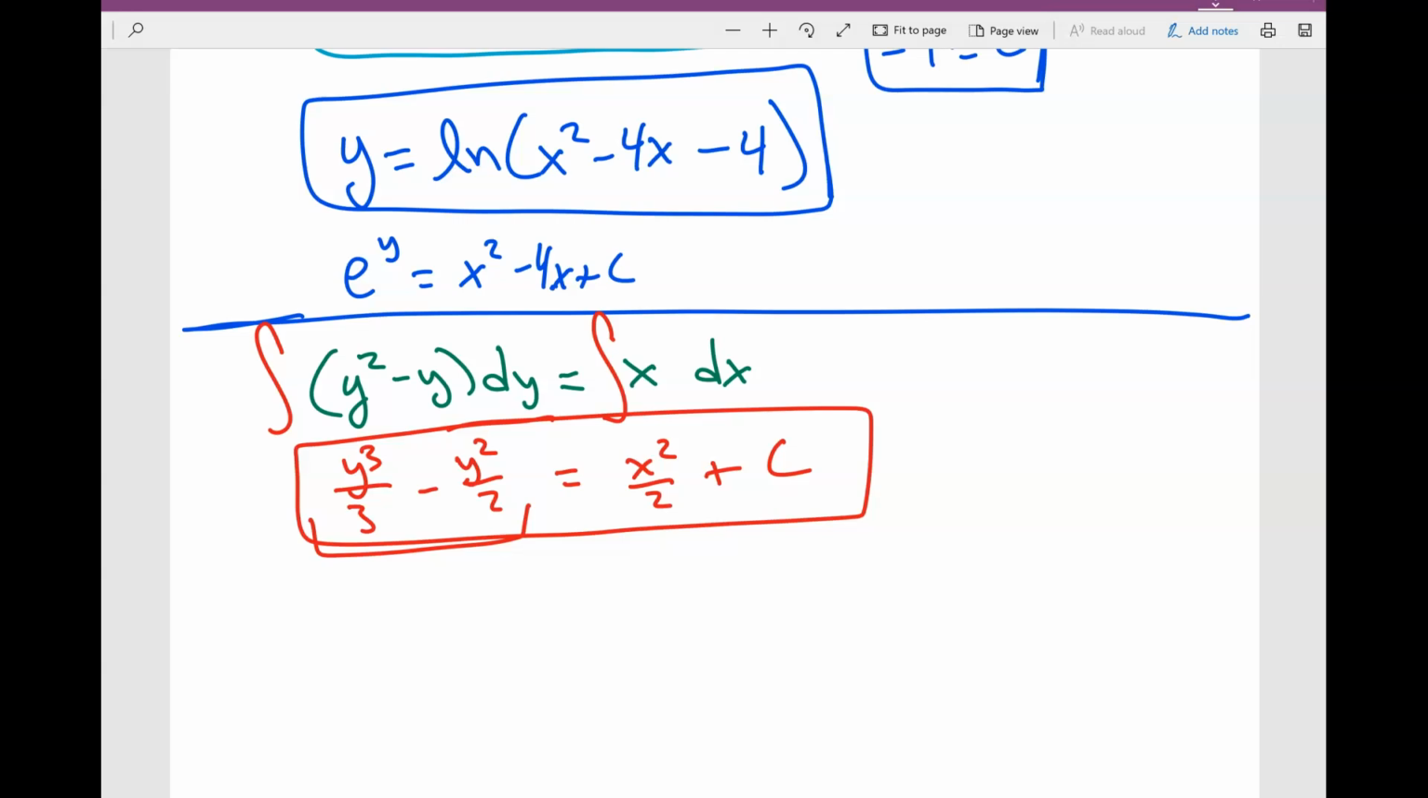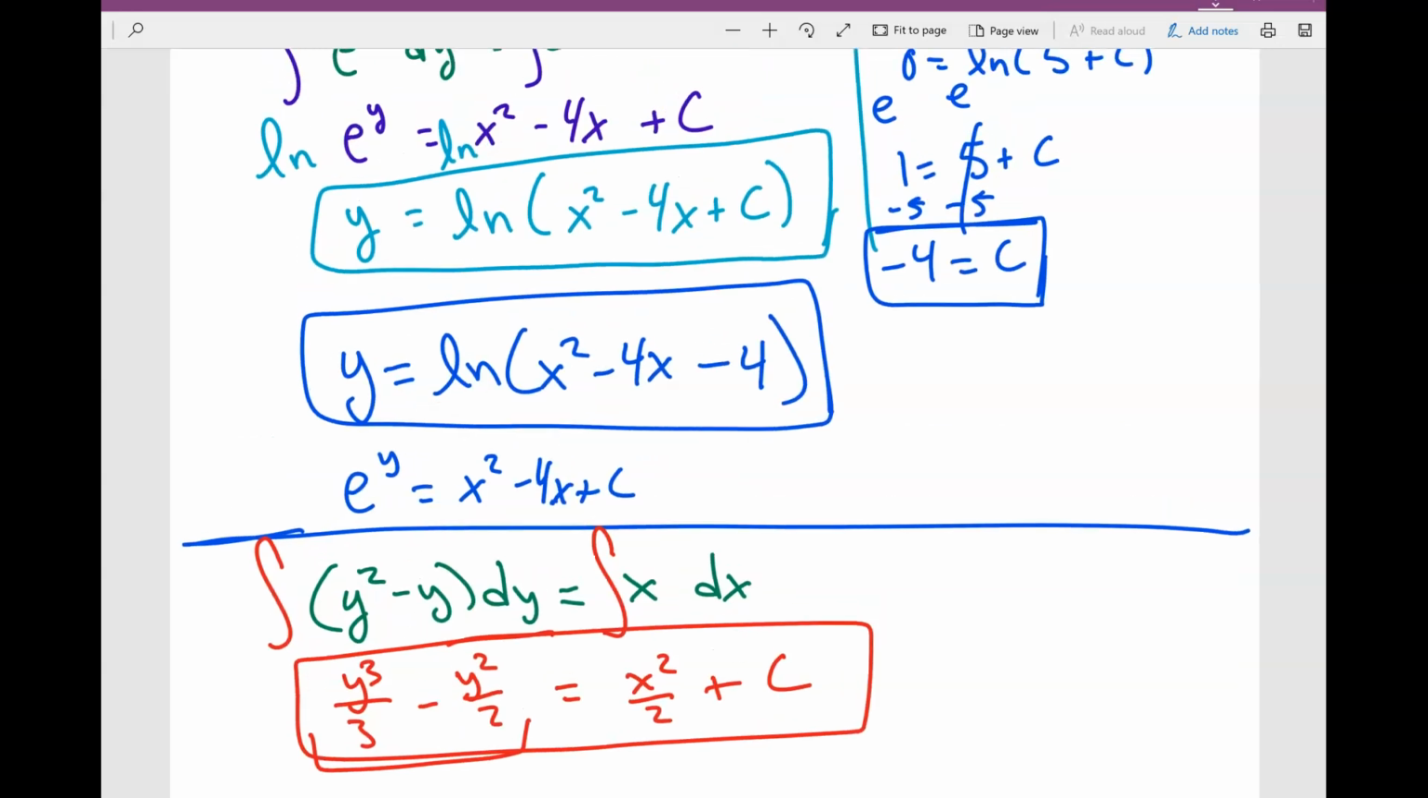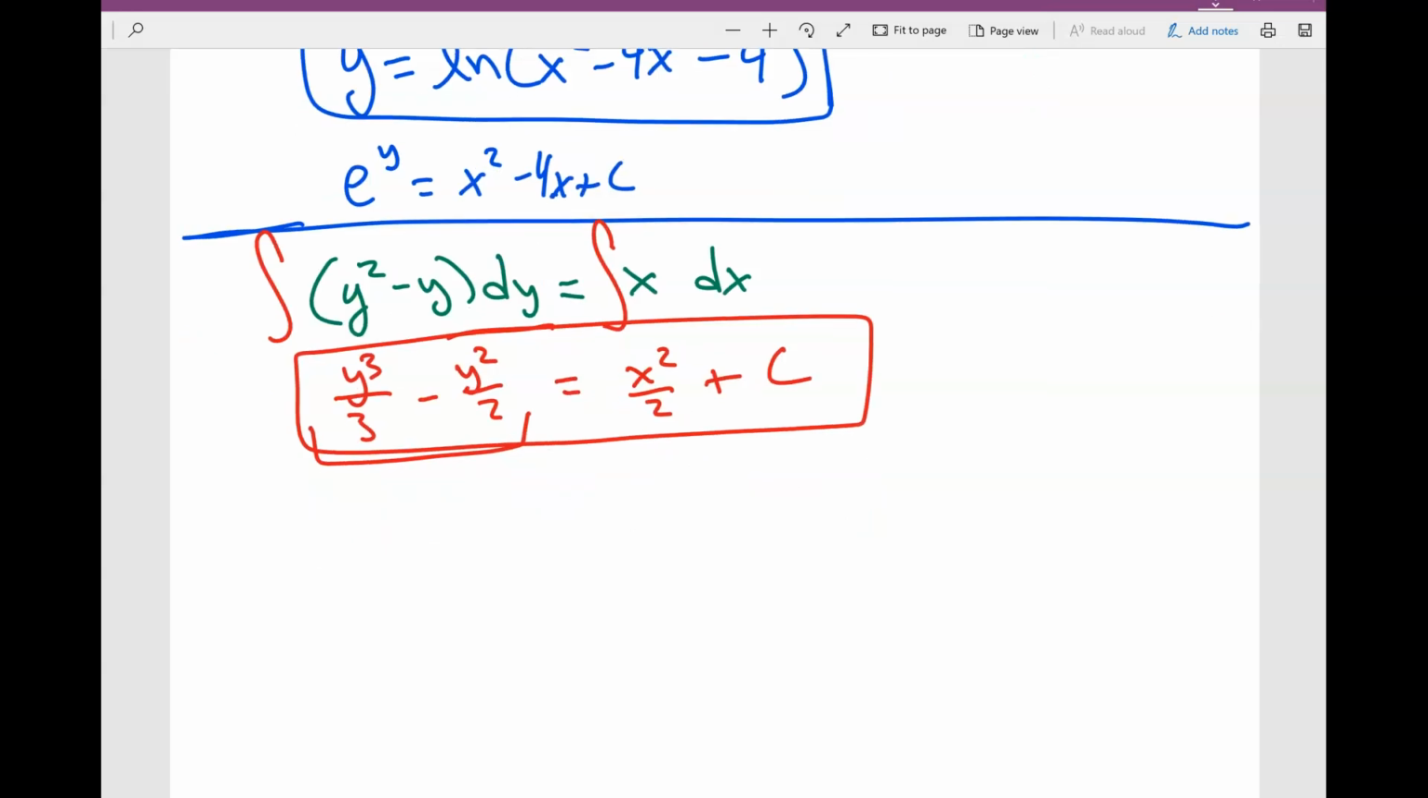So sometimes it's easier to just do it like we did before. And in general, I would want you to solve for the value of y, but there are going to be some problems where you just can't. And if you feel like you can't, then this would just be your final answer. Okay?